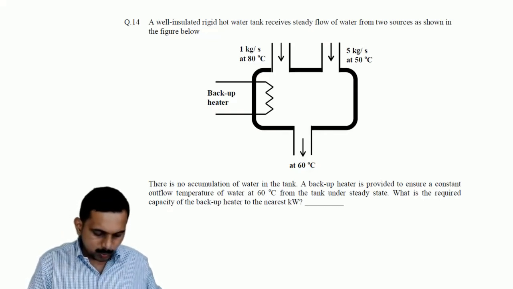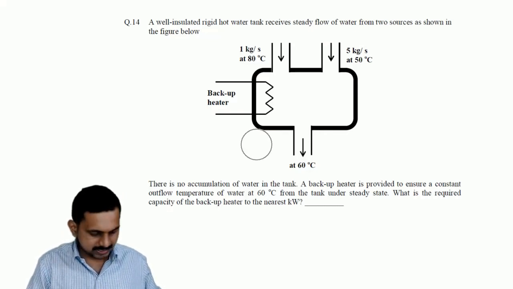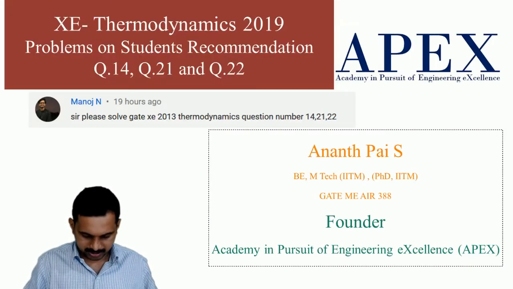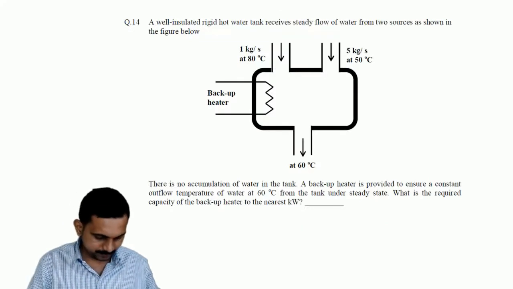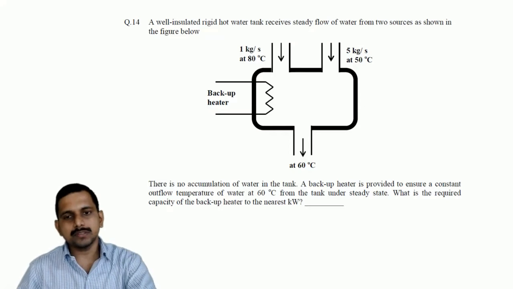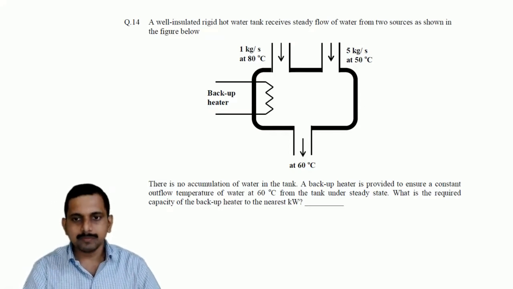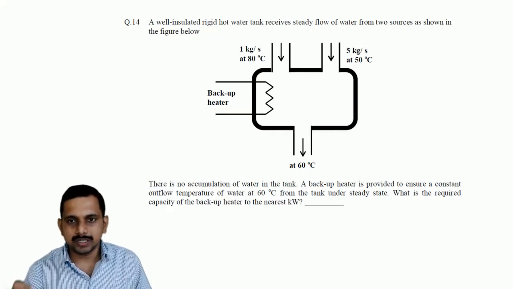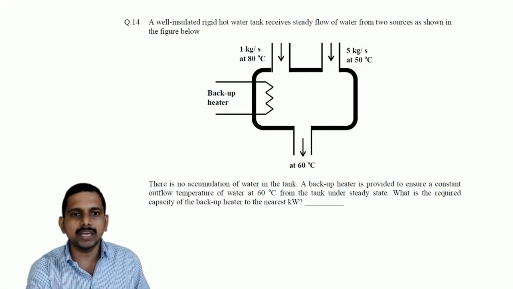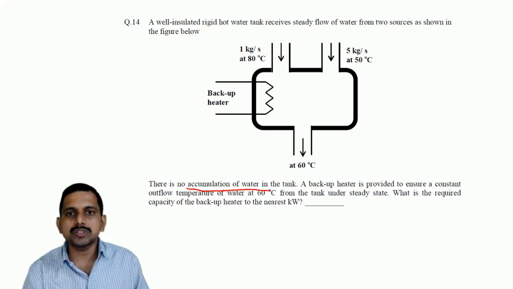Now here one of the things we have to see is which equation we have to apply. The equation we have to apply is the steady flow energy equation. Now here why do we have to put steady flow? Because it is saying that there is no accumulation of water in the tank. This shows that it is a steady flow. So we can put the steady flow energy equation.